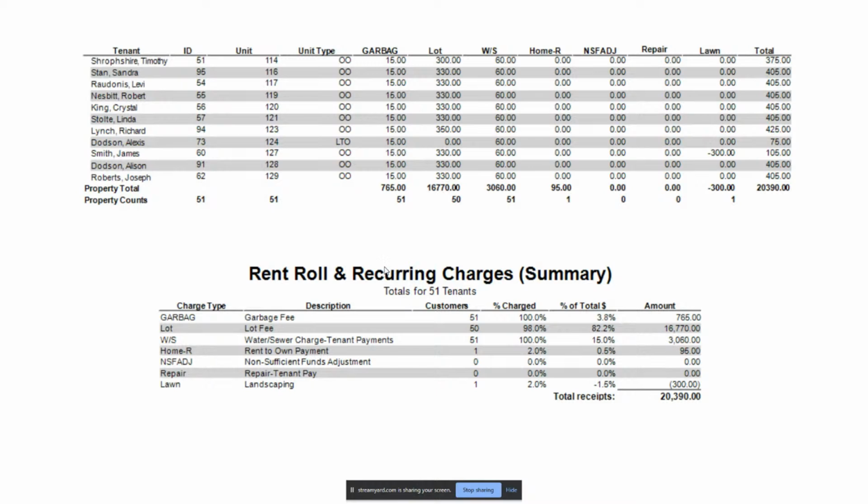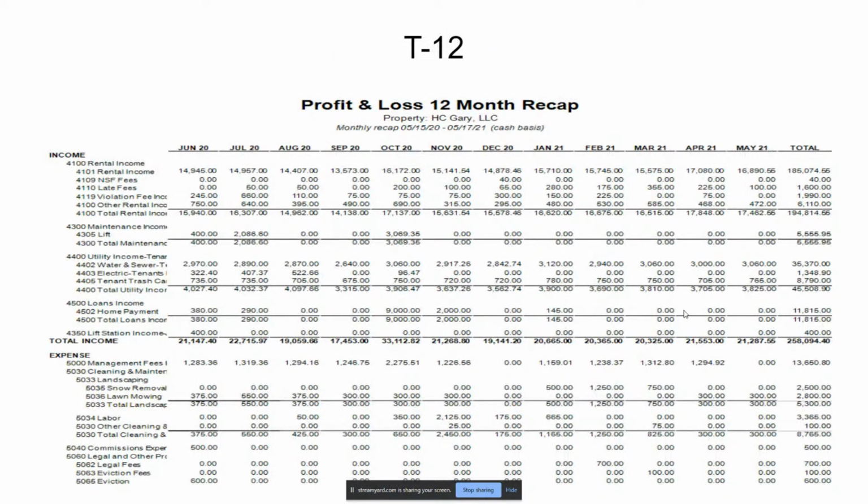So you can see down here at the end, you're going to see these recurring charges. We got 51 tenants, actually a rent to own, and then we've added a couple since this was put in this brief here. So you can see our net amount each month is $20,390. So that's what we should be bringing in on average every month if everything is going accurately.